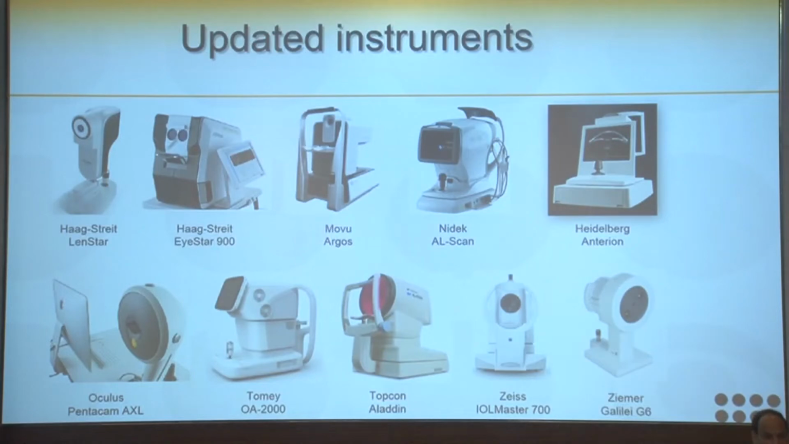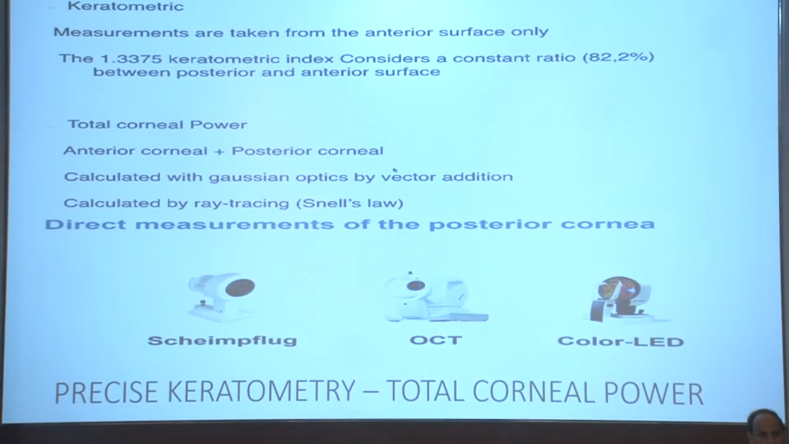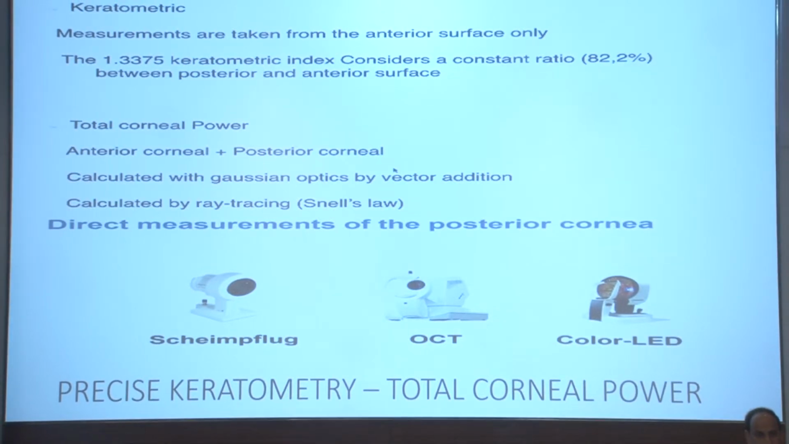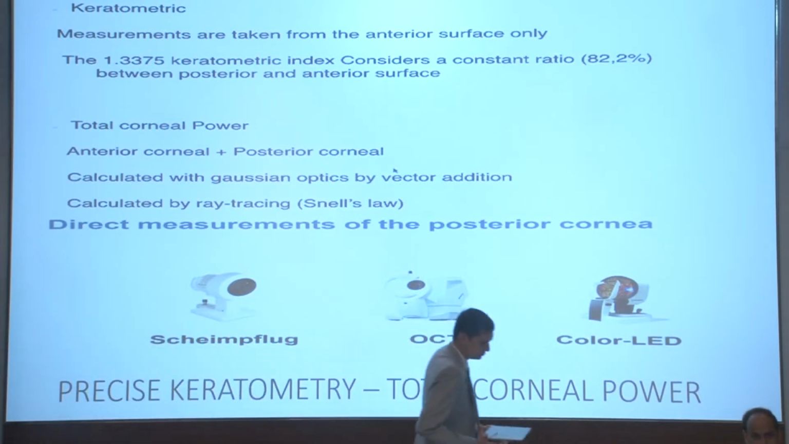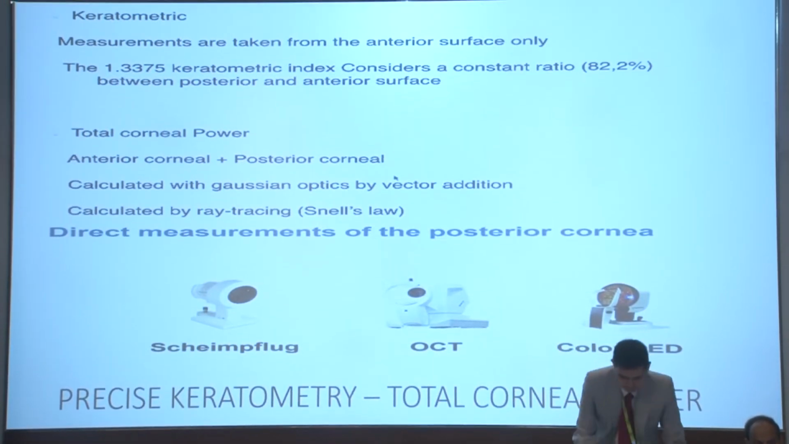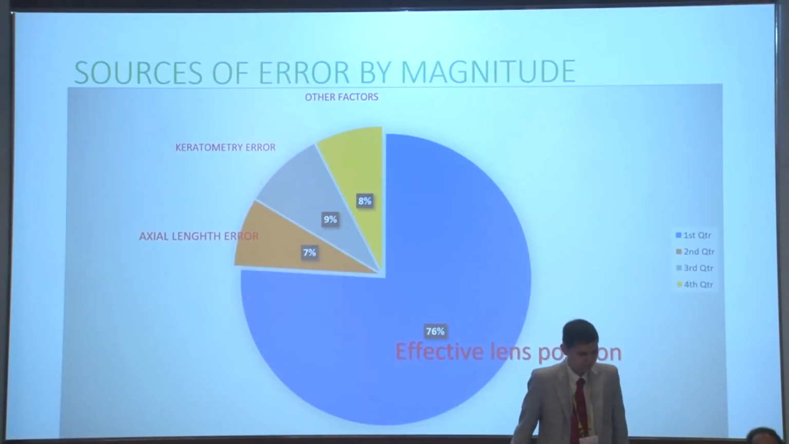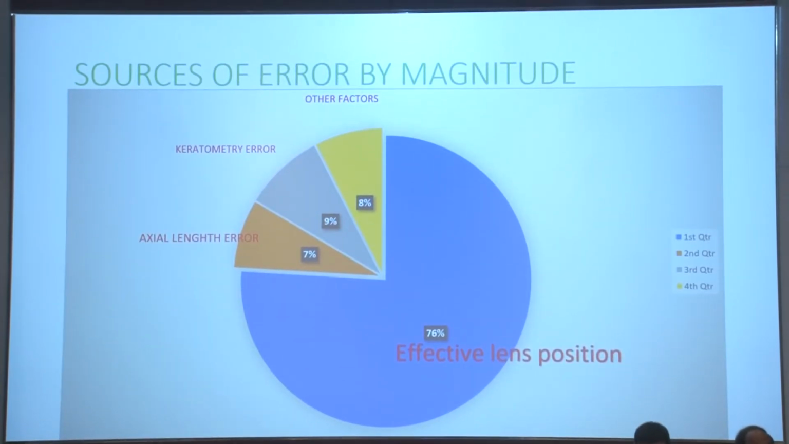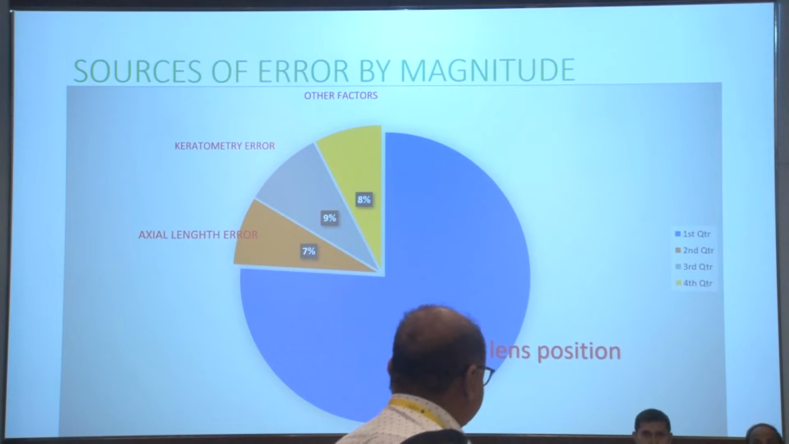So we have so many updated instruments, and we already have one talk on updated optical biometers by Dr. Arshul. The updated instruments give very precise axial length and keratometry measurements with newer generation machines like Galileo, IOL Master 700 or Color LED. All these machines give very precise anterior and posterior corneal power calculations, and then give the total corneal power.